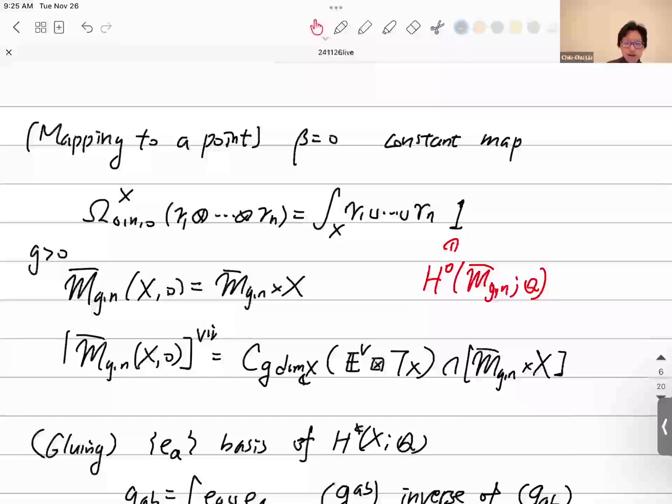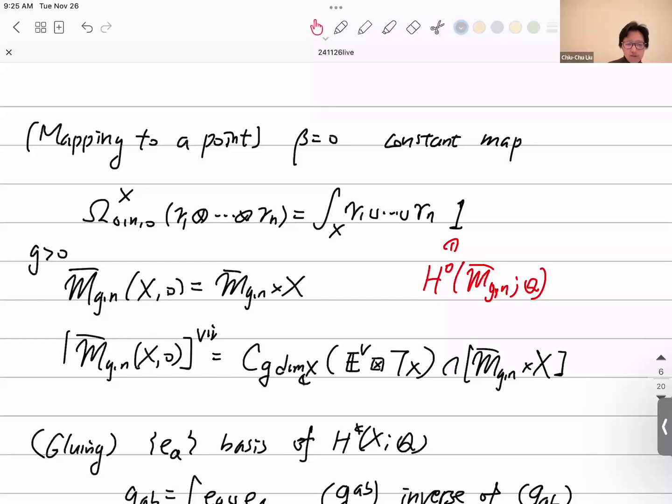So we also have the axiom about mapping to a point. This is about the case where beta is 0 and the stable maps are constant. So it's just a stable pointed curve together with a constant map.